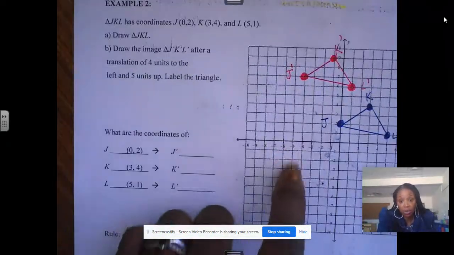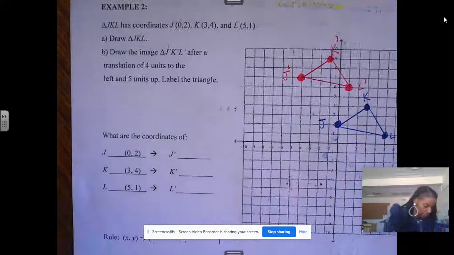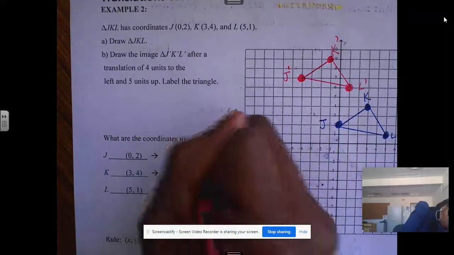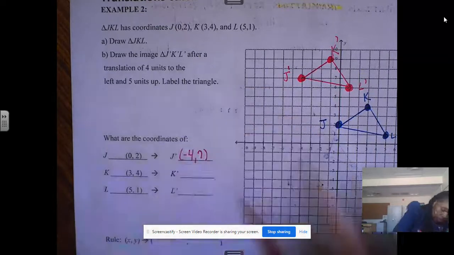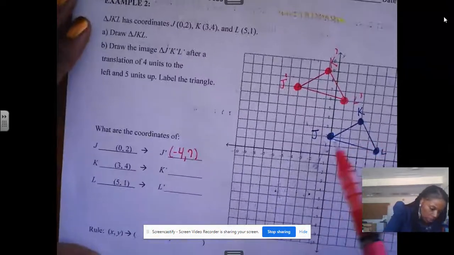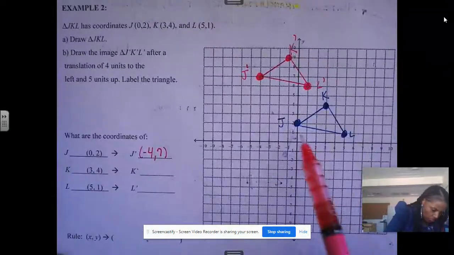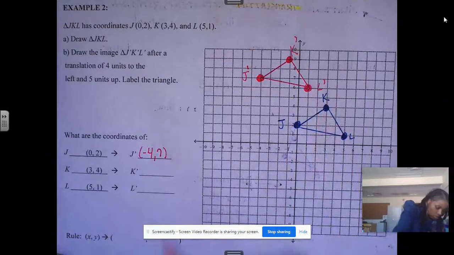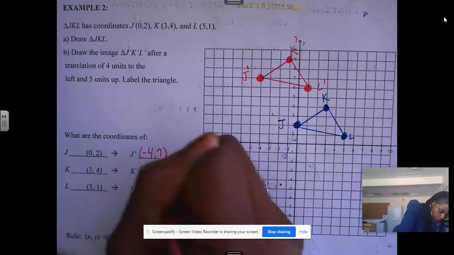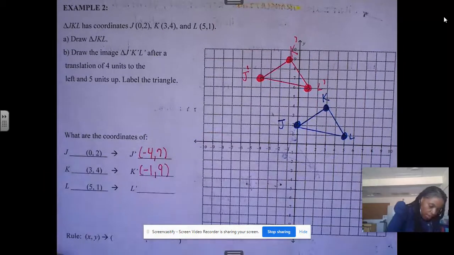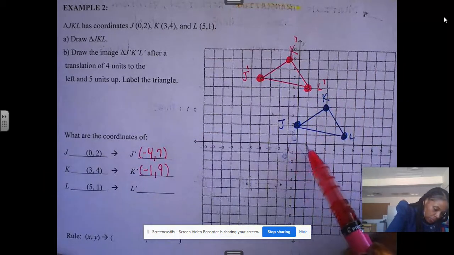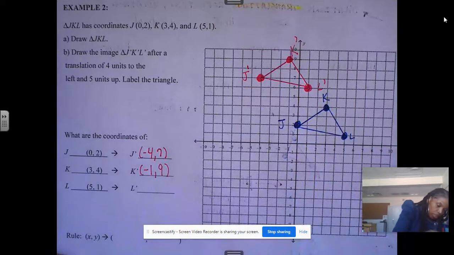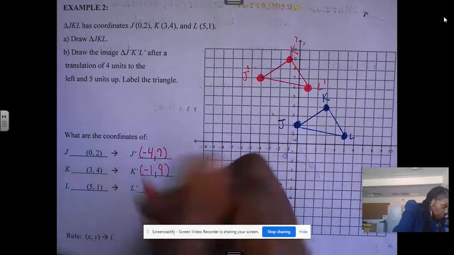So if I state these coordinates, this would be what? Negative 4, 7. My K prime is what? Negative 1, 9. And my L prime, positive 1, 6, looks like to me.